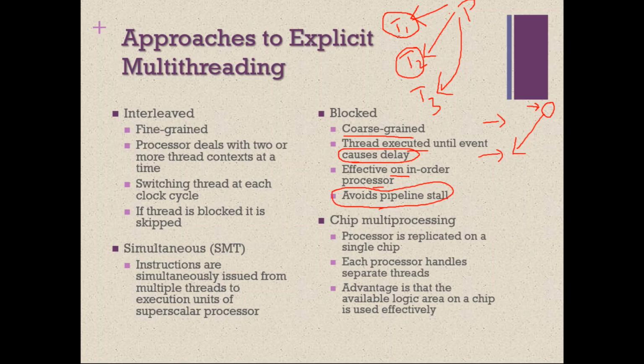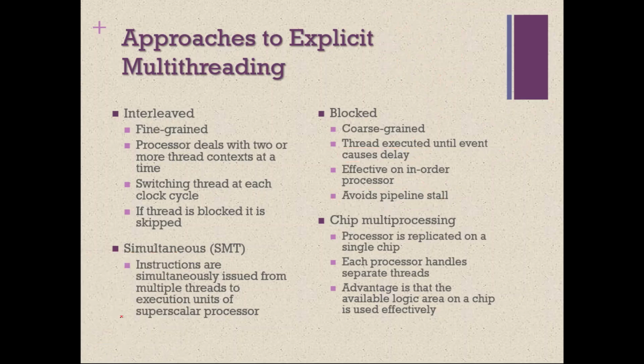Whenever there is a stall, it is going to context switch. As long as there is a stall, what is a stall? Stall is nothing but delay. Delay only causes pipeline stall. As long as the pipeline is not delayed, it is going to execute the same thread. But when there is a delay, it will context switch. So this is the second type of multi-threading, explicit multi-threading.